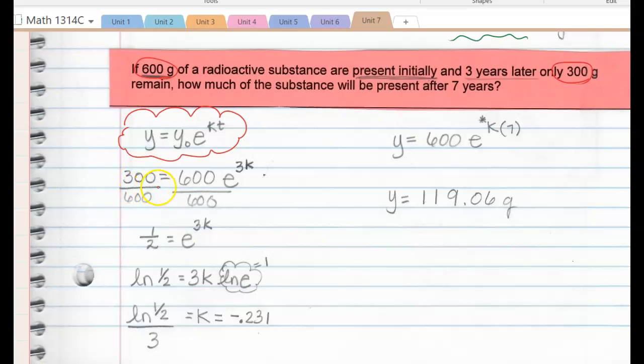We know that after some time we had 300, and we know that we started with 600, and we know the time was equal to 3, and we don't know what k is, and that's what we're looking for. So we have the equation 300 is equal to 600 times e to the 3k. We're going to start off by dividing both sides by 600, and that's how I get 1/2 is equal to e to the 3k. Again, we're trying to get the same base. We can't, so we're going to take the natural log of both sides.